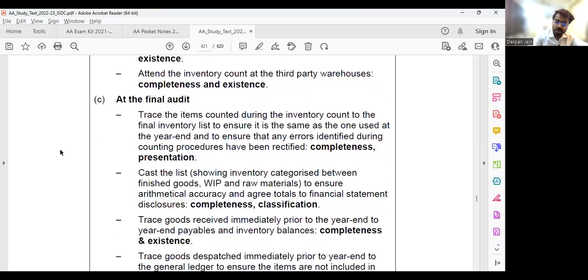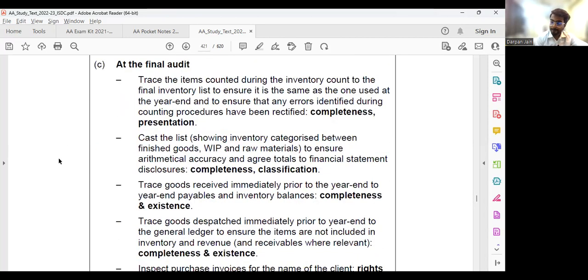Next, what do you do at the final audit? Trace the items counted during the inventory count to the final inventory list to ensure it is the same and to ensure that any errors identified have been rectified. The inventory count sheet that you have, you're matching that inventory count sheet with the final inventory listing.